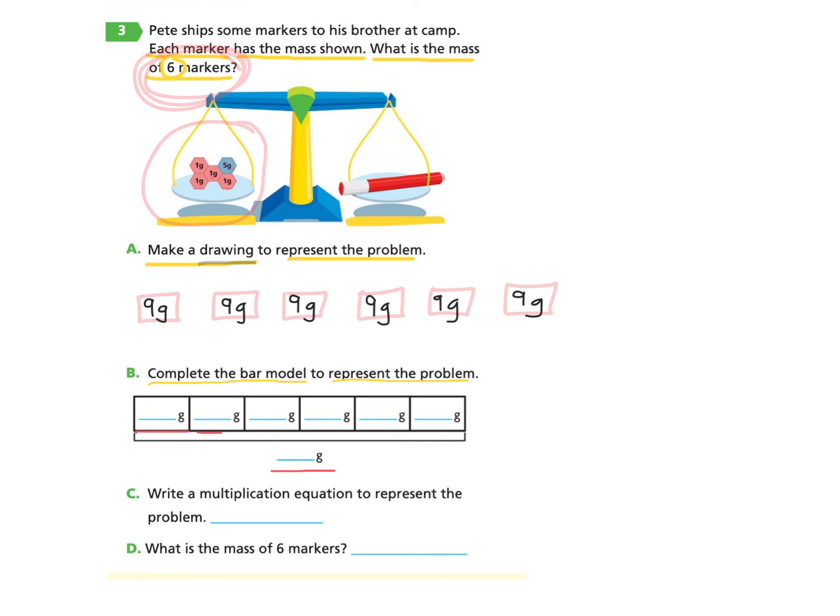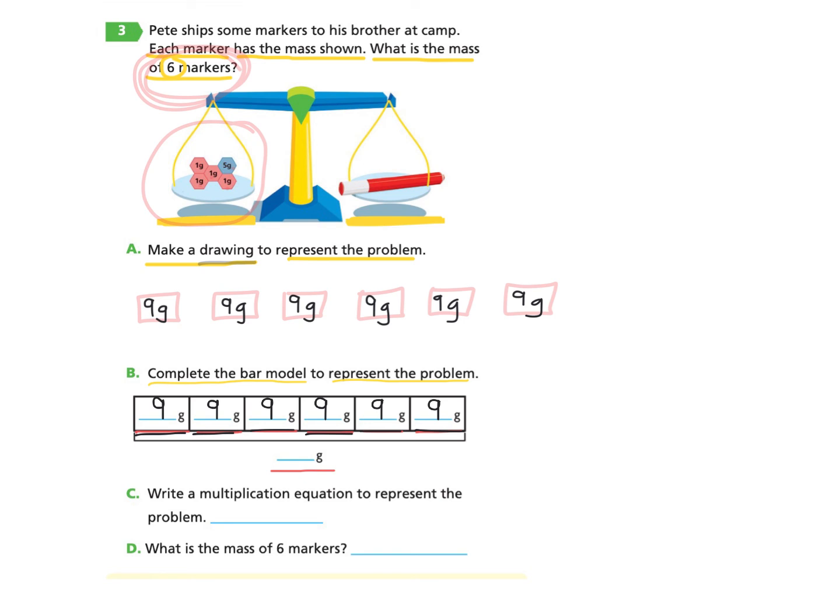So they have 1, 2, 3, 4, 5, 6 boxes, and I know that that represents the 6 markers, and each marker is 9 grams. So I can write 9 in all of these boxes to represent each marker. Now I need to add or put all of the grams together, so I need to add 9 plus 9 plus 9 plus 9 plus 9 plus 9.